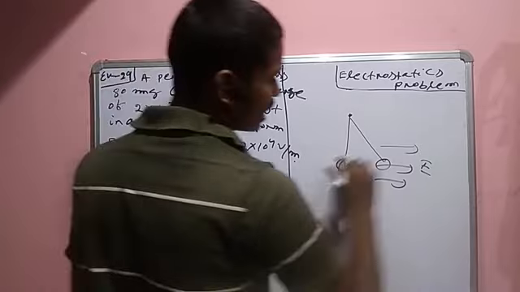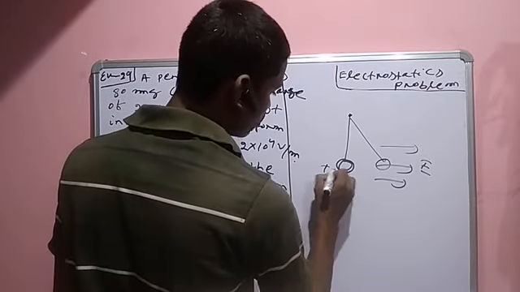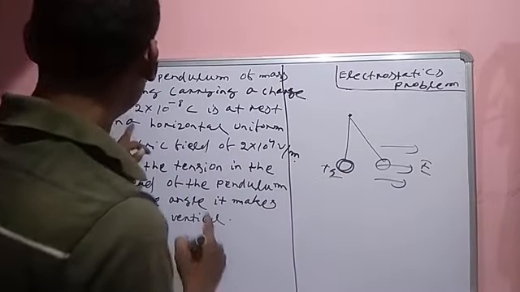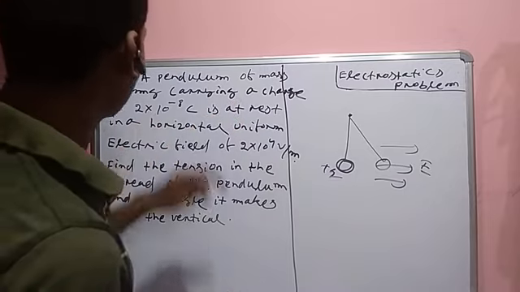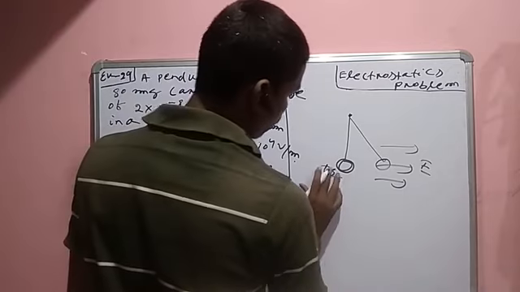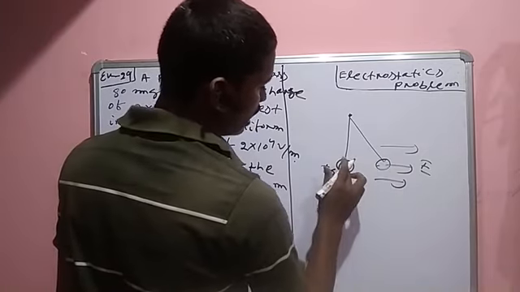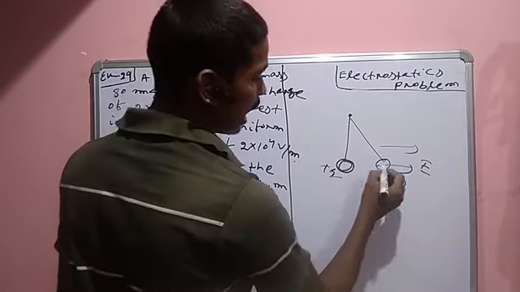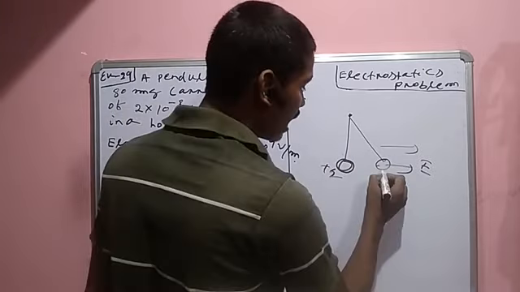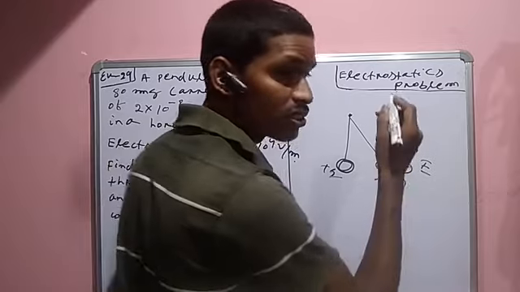So that's why the electric field direction is here. This is a positive charge Q. This positive charge is 2 into 10 to the minus 8. Here it has some mass, and due to gravity, it has some weight.